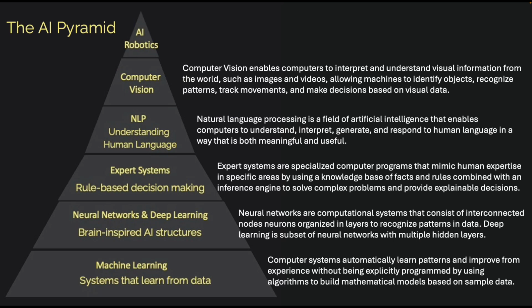There we are. Computer vision, enabling computers to interpret and understand visual information from the world, such as images and videos, allowing machines to identify objects, recognize patterns, track movements, and make decisions on visual data. Well, what does all that mean? In a way, we've already seen it, although we're going to talk more in AI robotics.